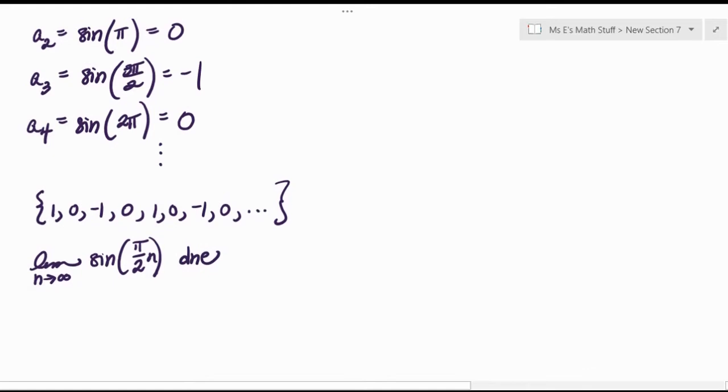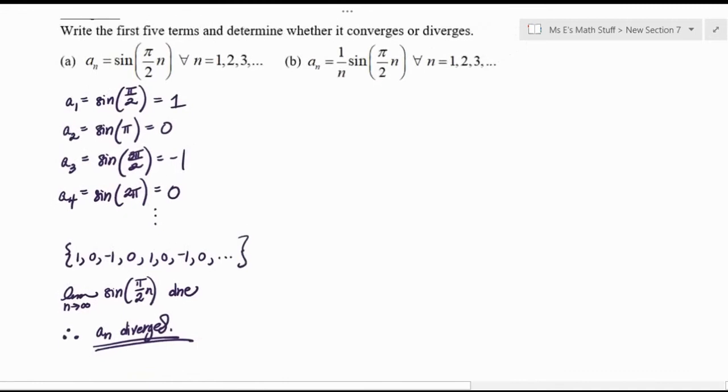And so because it does not equal a distinct finite value, we would say that in this case, the sequence diverges. So A sub n diverges. There we go. And if somebody says, well, what does it diverge to? We wouldn't be able to really say, right? Because it just oscillates between 1, 0, and negative 1. There you go.